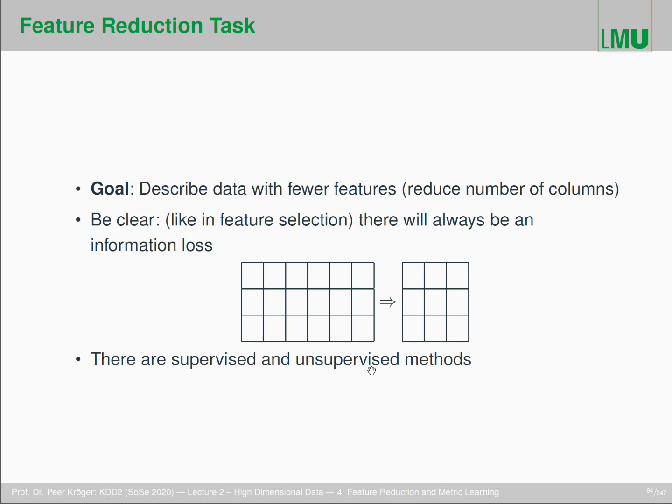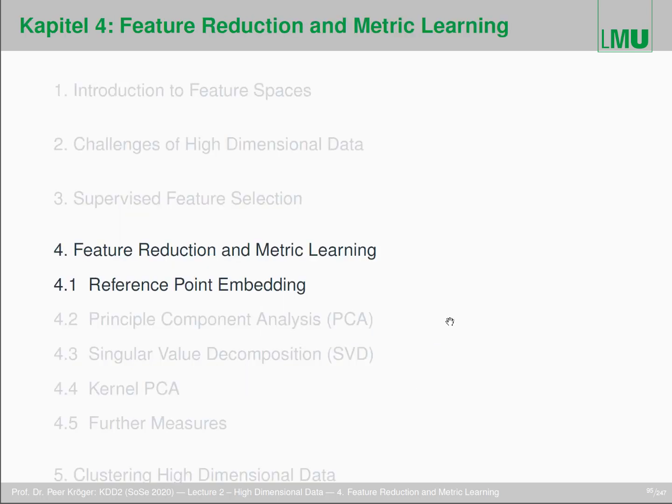So most of the feature selection methods we got to know last week are usually in the supervised setting. Here we are now also a little bit more in the unsupervised setting, or at least we can somehow play the unsupervised setting. So the first one I want to tell you about is, as I told you, a very simple thing, which is called the reference point embedding.